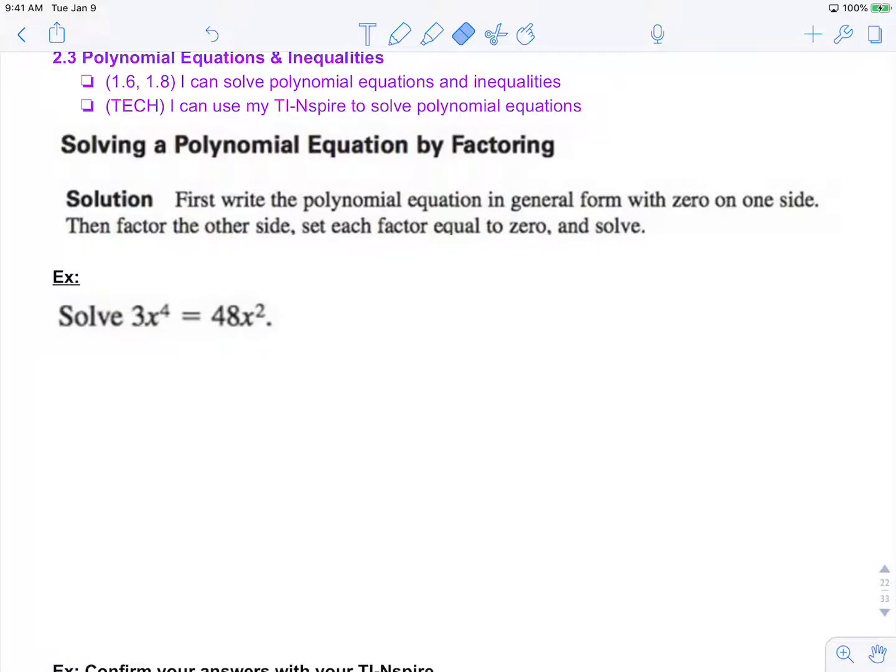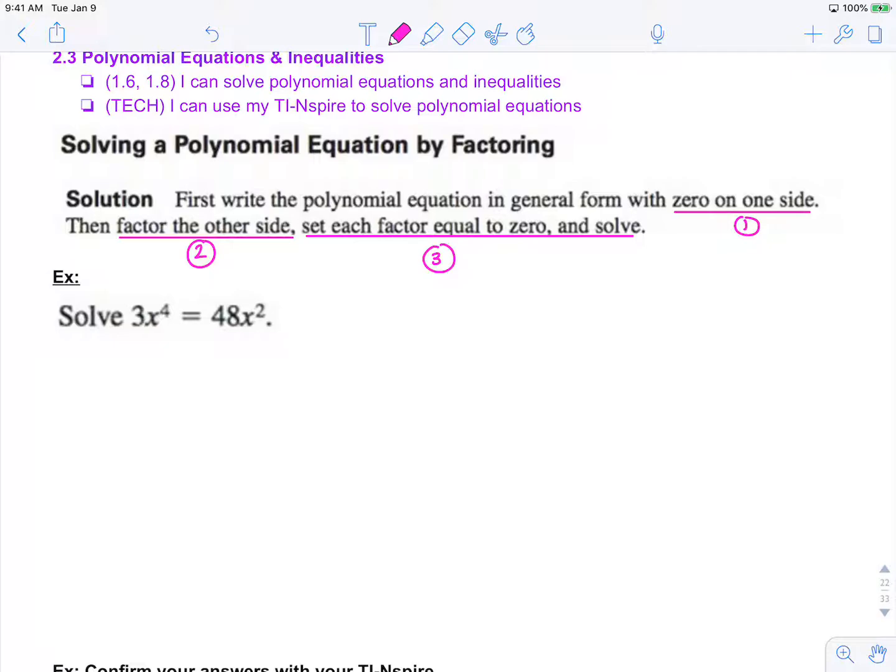To solve polynomial equations by factoring, there are three simple steps. First thing you want to do is get 0 on one side of the equation. Your second step is to factor the other side. And then your third step is to set each factor equal to 0 and solve.